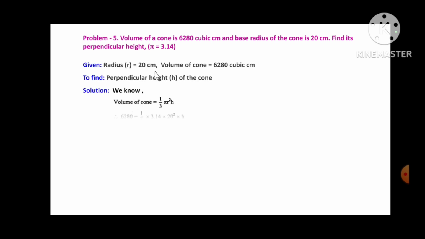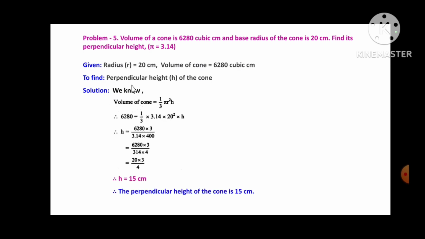Find its perpendicular height. Here the value of pi is given as 3.14. Friends, here we know that the radius r is 20 centimeter and volume of the cone is 6280 cubic centimeter. Here we have to calculate the perpendicular height, that is h, of this cone. We know that volume of the cone is 1/3 pi r square h.